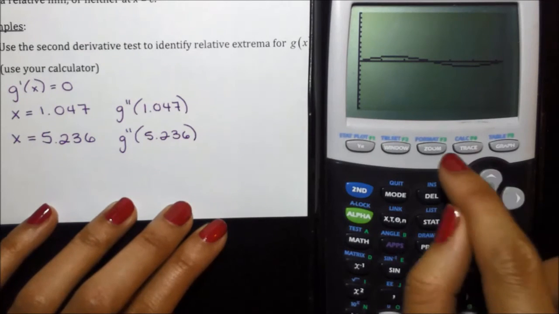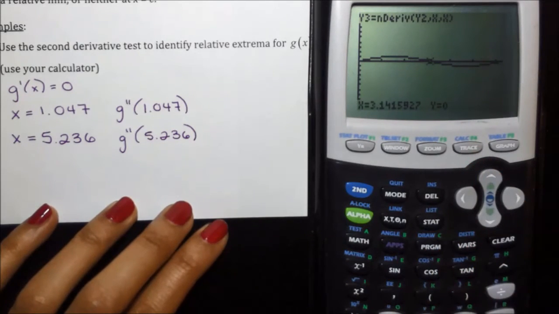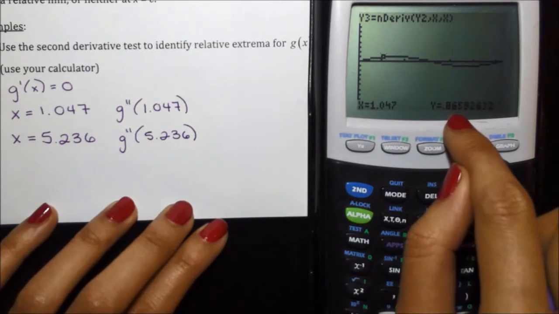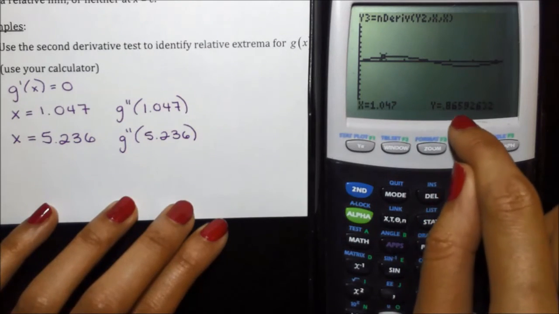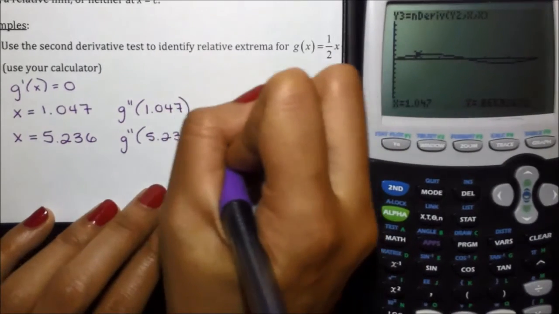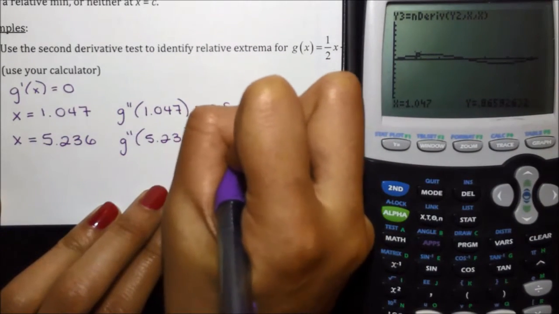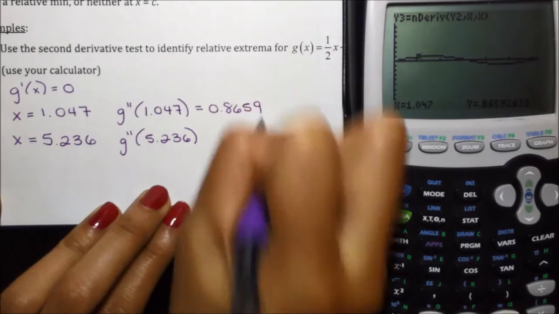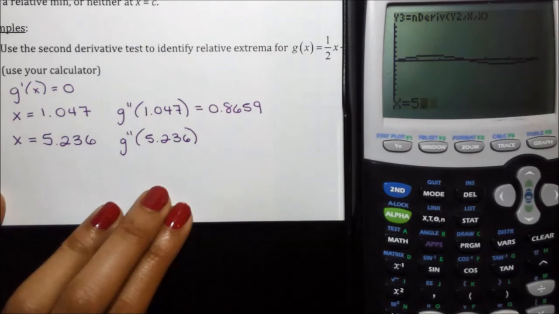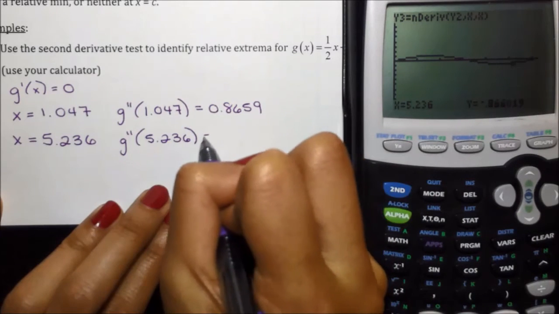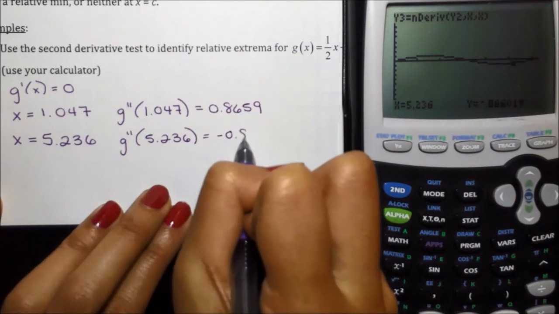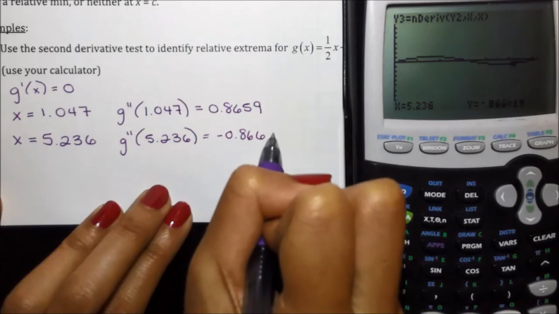Okay, so I'm going to press trace, and then I'm going to type in 1.047. That gives me a y value of 0.8659. And then at 5.236, I have a y value of negative 0.866.